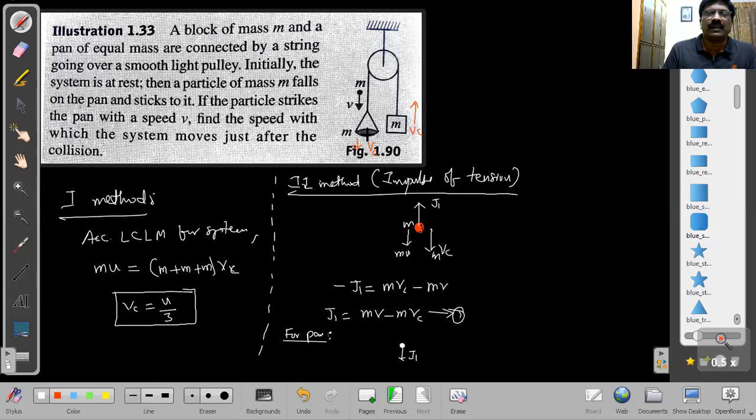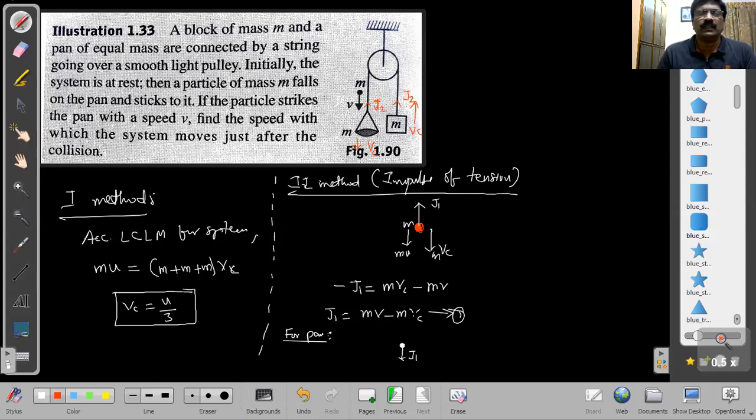But whenever the pan comes down because of this impulse J1, at the same time the string exerts an impulse on the pan in the upward direction. That is why an impulse acts on the pan due to the string, or due to tension. That is J2, and J2 is upwards. The same impulse with which the string pulls the pan upwards, with the same tension developed, pulls the block M in the upward direction.